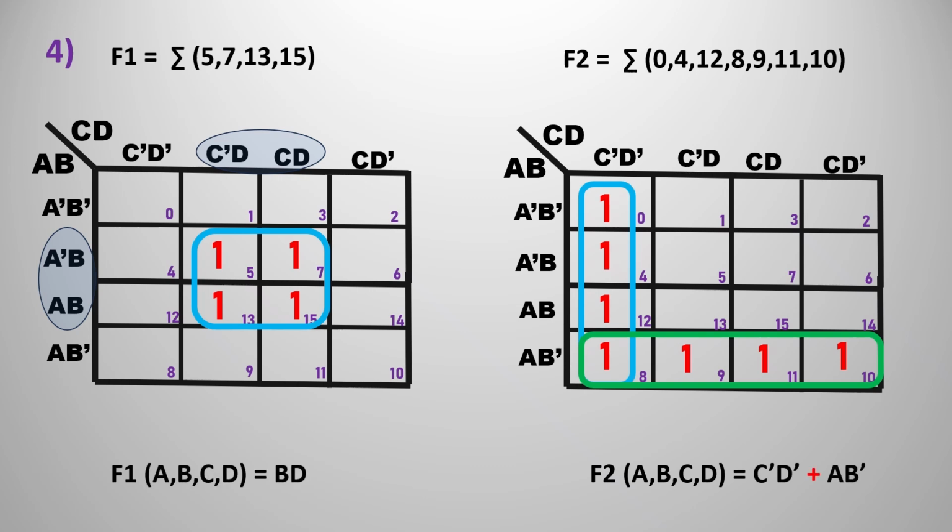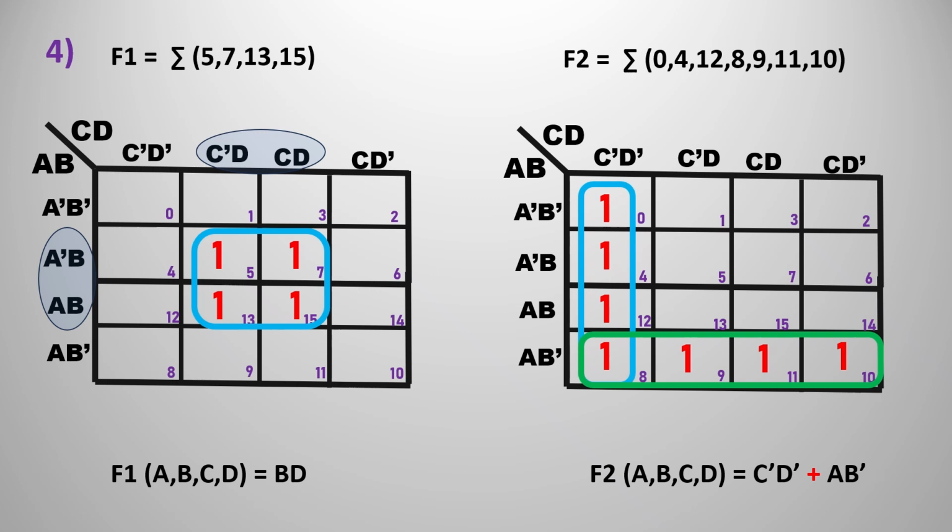After making the groups, I hope you know how to write the final output expression. Going column-wise from a bar b to ab, b is not changing, so the output expression contains b. Going from c bar d to cd, d is not changing. So the final output expression contains b and d.